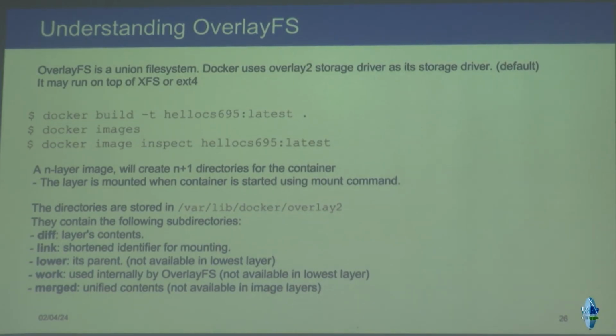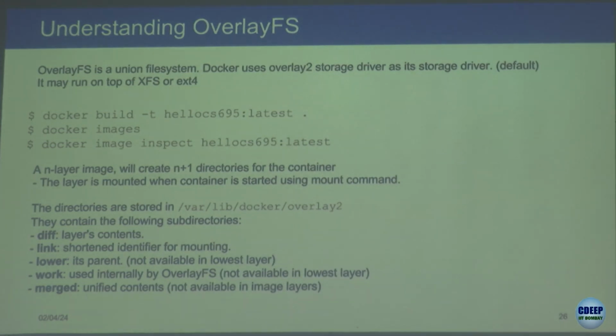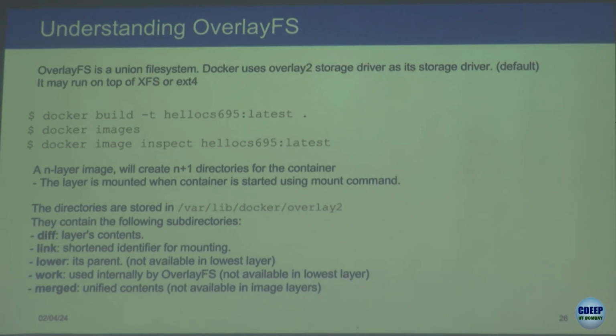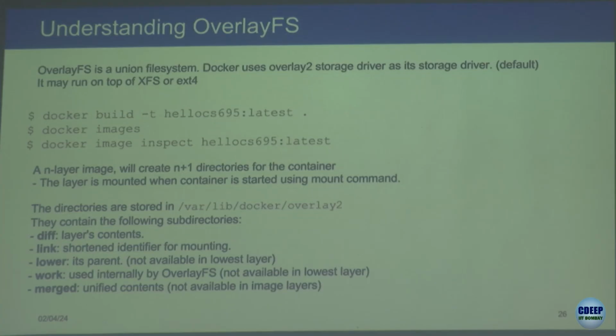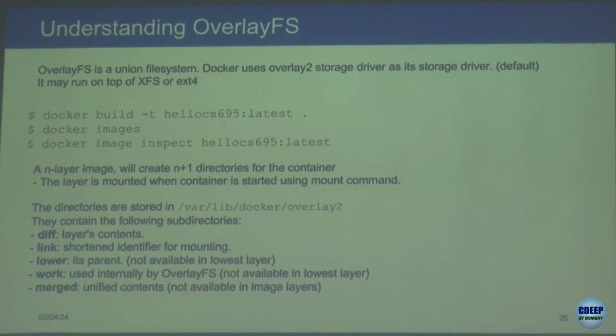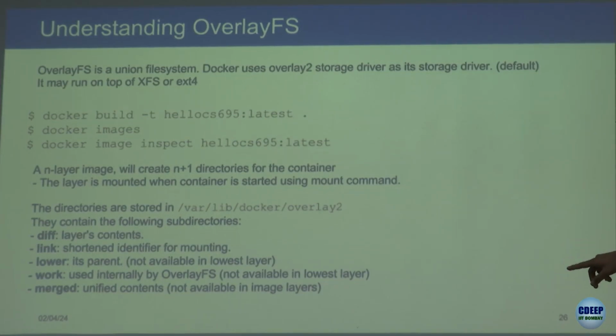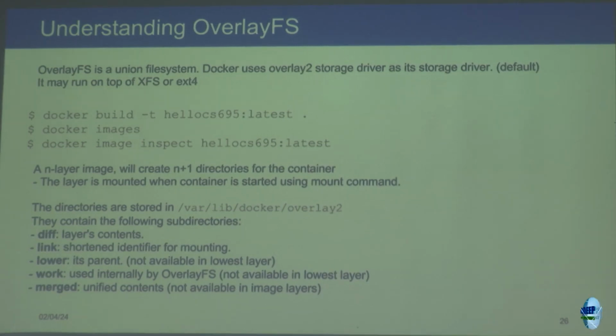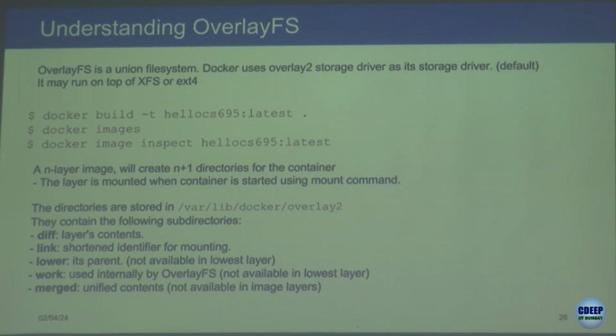These directories have multiple subdirectories, and each of them has its own semantics. Diff is the difference in the layer. Then there is link, a short name for the file system. Then there is lower, which refers to the parent. If it's the first layer, it will not have a parent, so it will not have a lower directory. Then there is work, which is used internally by the overlay file system, and merged, which takes all the differences and creates a new view. Once you look into that view, you will see all the files, including the differences.